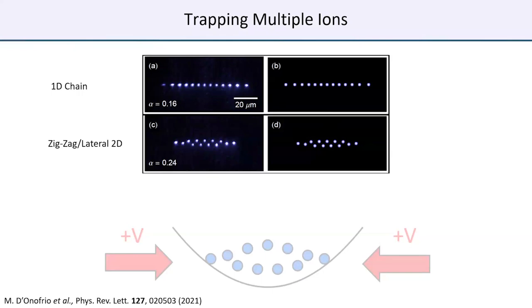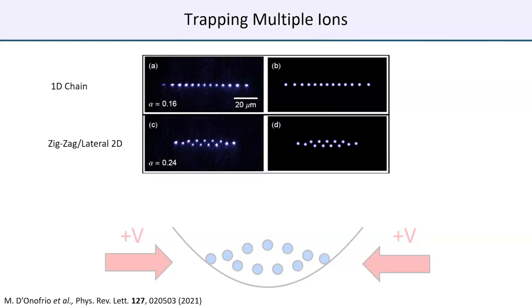Okay, and so here I'm showing that as we're squeezing harder and harder from the right, that same ion crystal buckles, and we get this zigzag configuration. Depending on how you look at it, this is also a self-assembled two-dimensional array that is a triangular lattice.